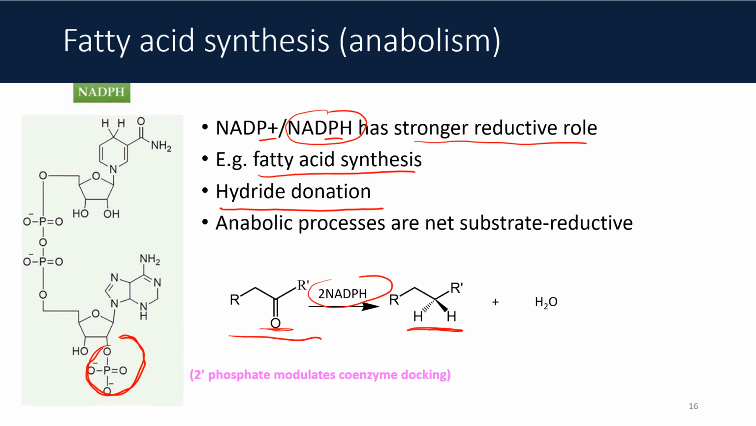So I'll repeat that this is a binding tag recognized by anabolic enzymes.